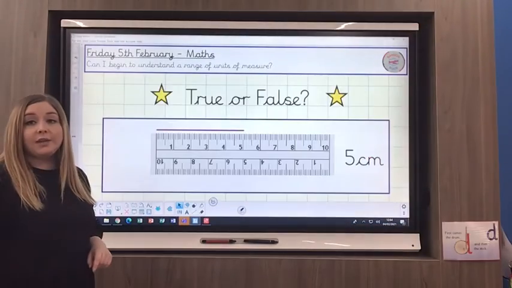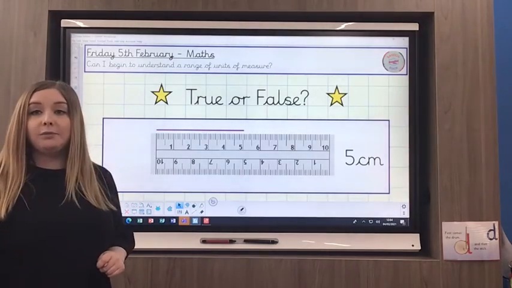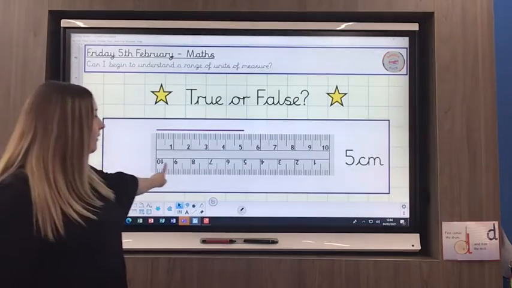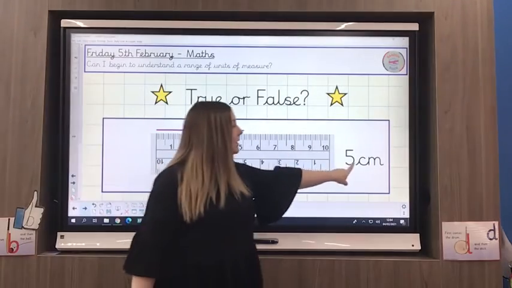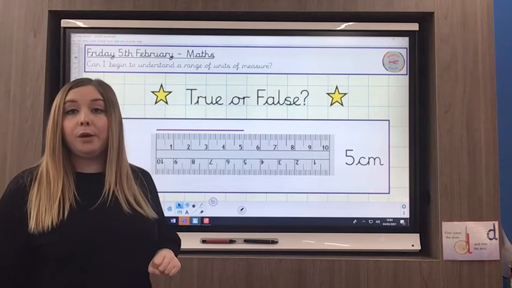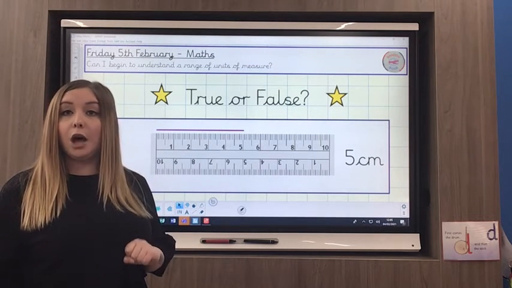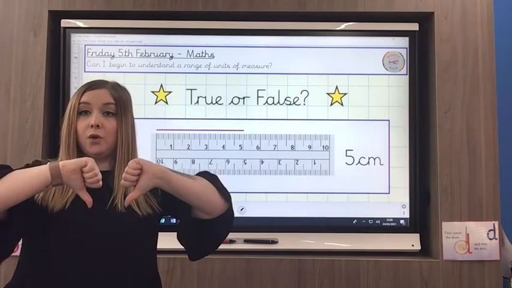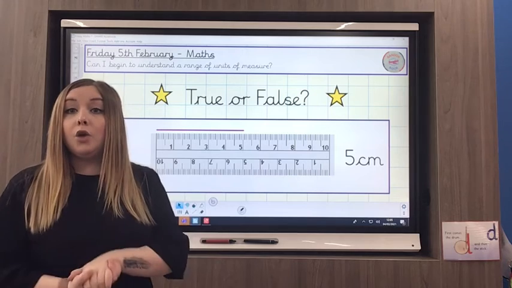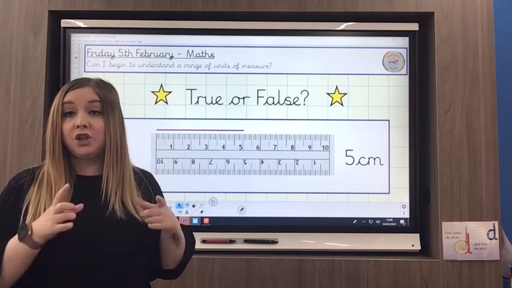My final challenge for you today then, Year 4. I've had a go at measuring a line here, so you can see that I've got a ruler, and when we use rulers, remember we use centimetres, and I've said that my purple line is 5 centimetres long. Is it true or is it false?